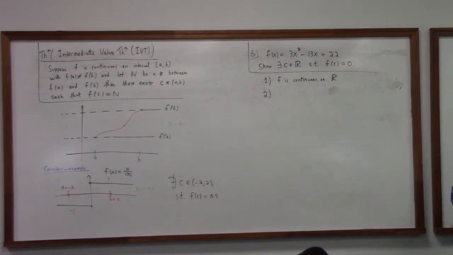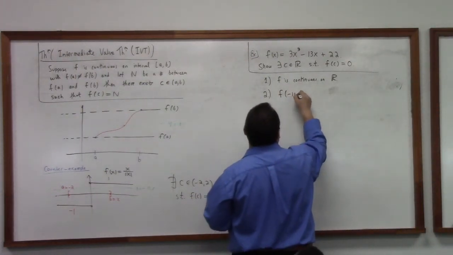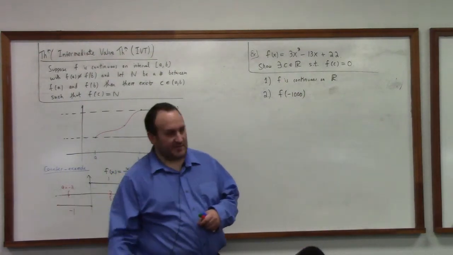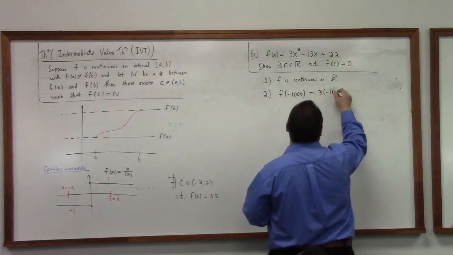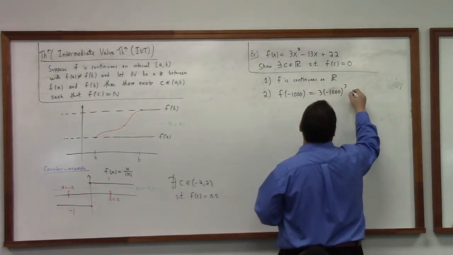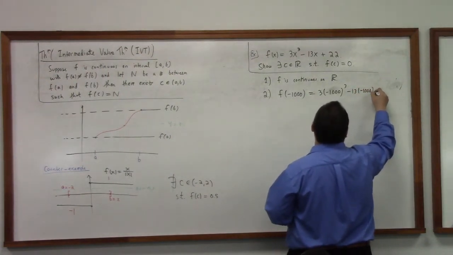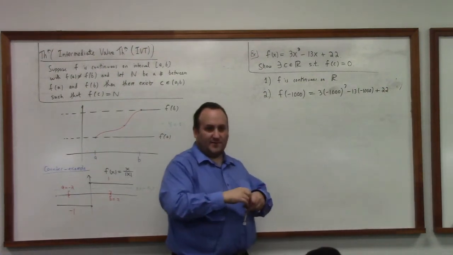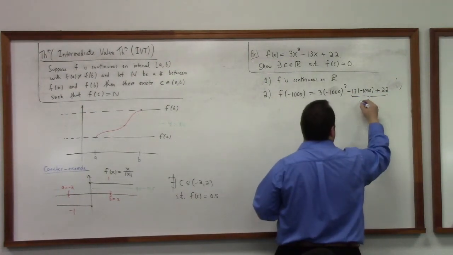Here, let me be rather abusive. Minus 1,000, because I don't want to think about it. F of minus 1,000. What's that going to be equal to? 3 times minus 1,000 cubed minus 13 times minus 1,000 plus 22. Let me point out that the last two terms are what? Stupidly small, right?